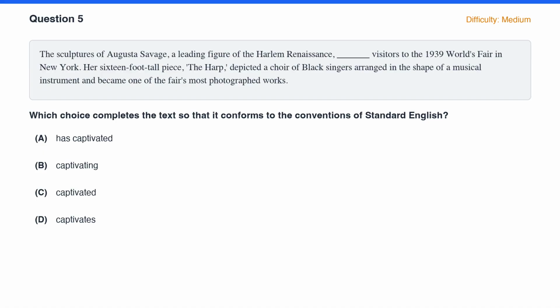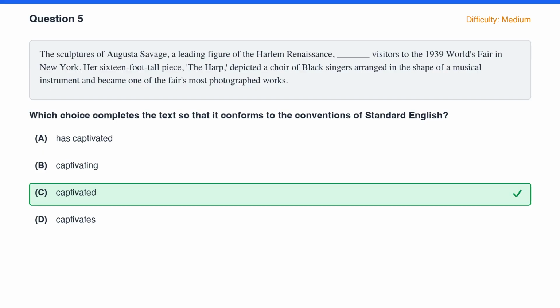C says captivated. Simple past. Matches depicted and became in the next sentence, keeps tenses consistent. D says captivates. Present tense. In a passage about 1939? No. The answer is C, captivated. Rule 3: the surrounding verbs are all past tense. Match them. Now let's tackle the hard ones.